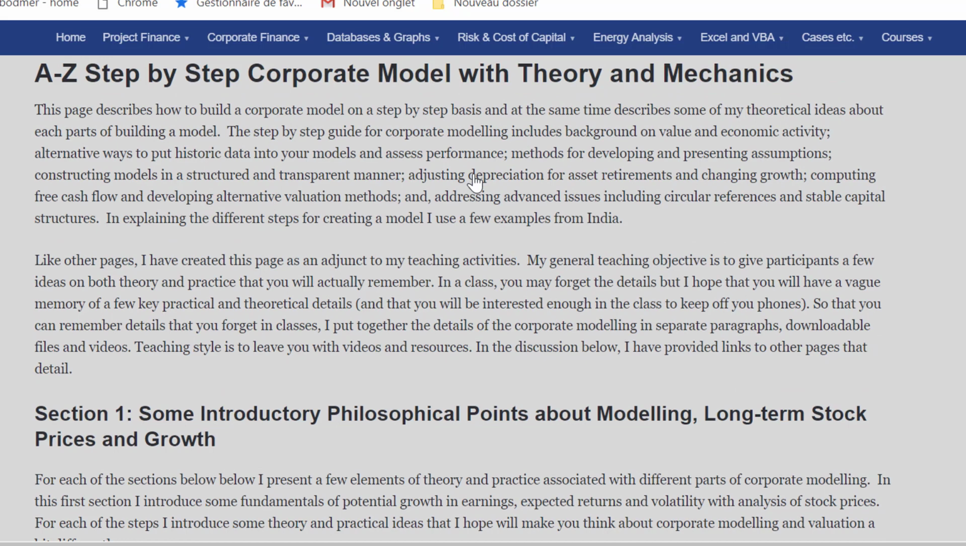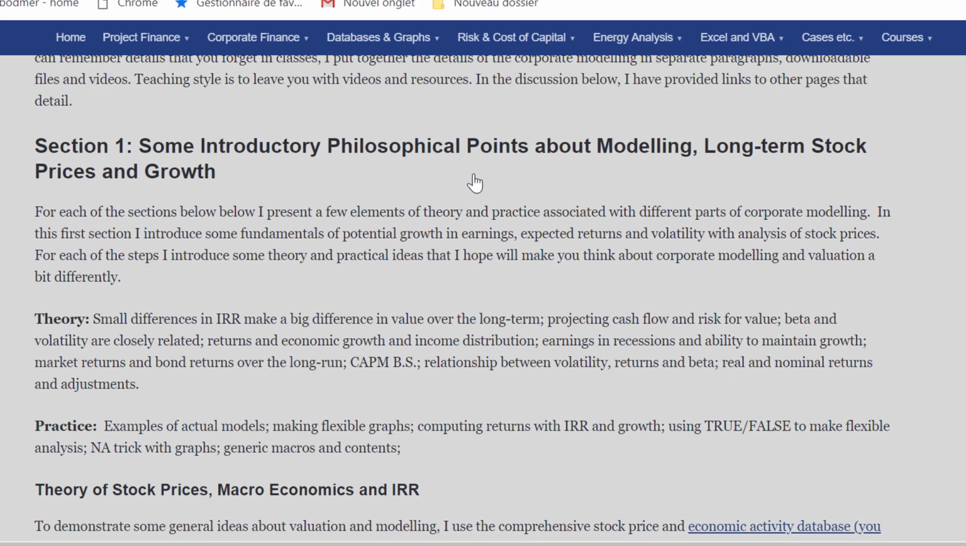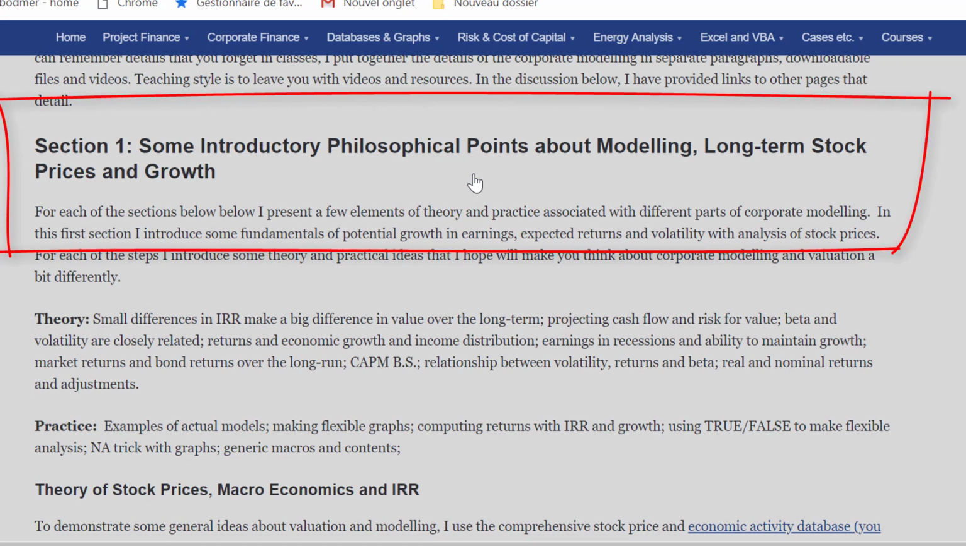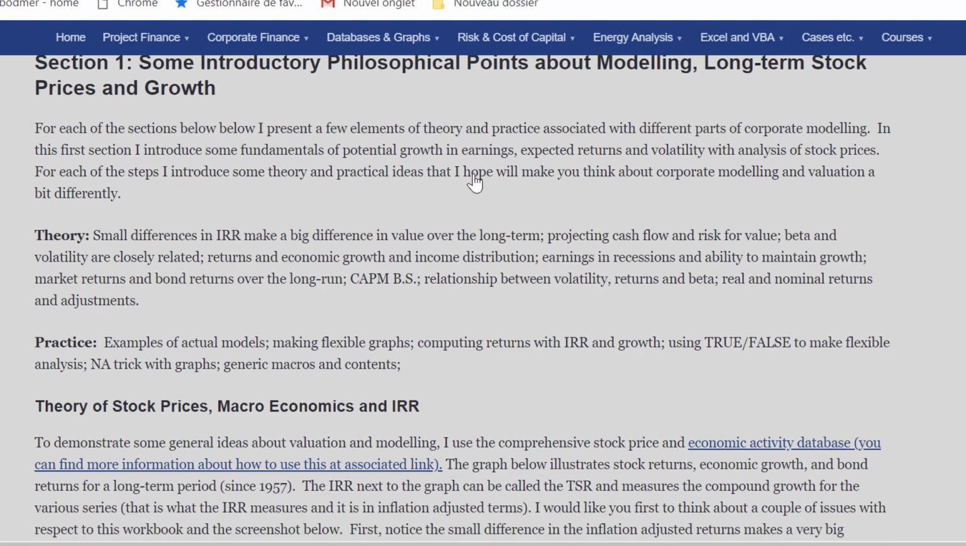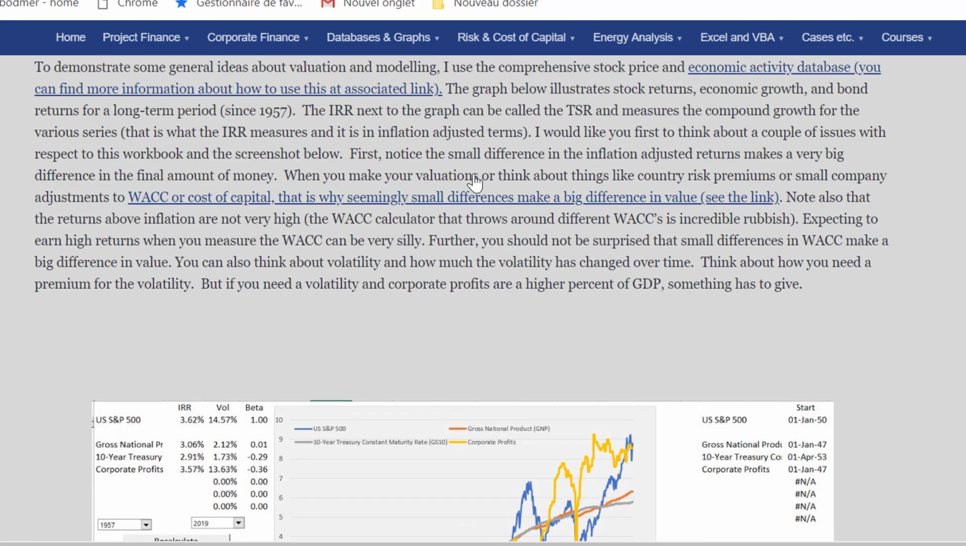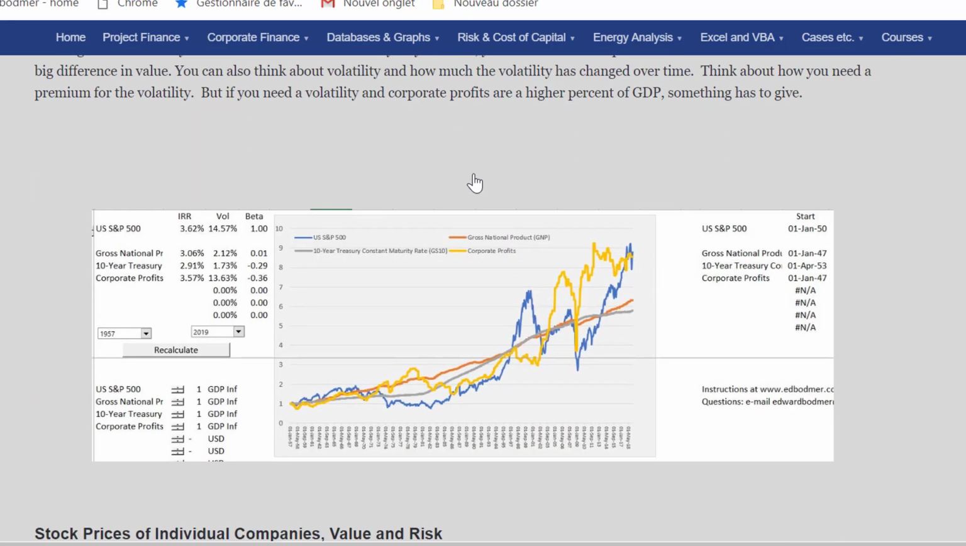Now, for me, corporate modeling is not nearly as structured as project finance modeling. And here's what I'm going to try to do. Each time I go through a subject, I'm going to try to discuss some different theory. I'm going to describe why McKinseyan academics are full of it. Okay, and I'm going to start with just some general theory about stock prices.